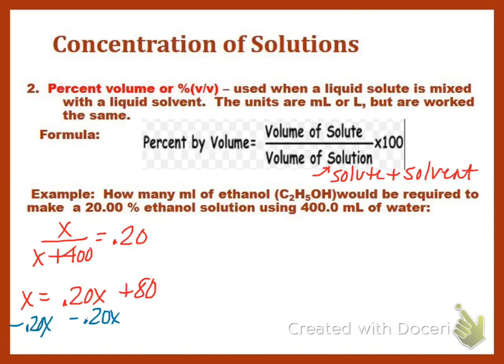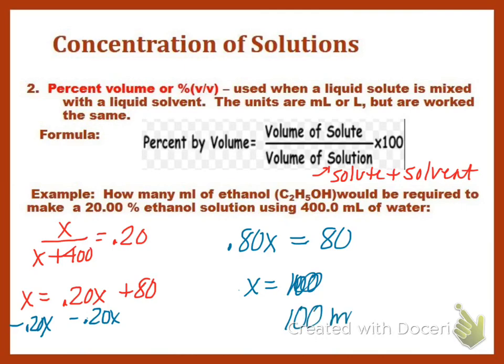So then I have 0.80X is equal to 80. So X is equal to 100 milliliters. So 100 milliliters of ethanol added to 400 milliliters of water would be a 20% solution. And that, my friends, is the end of today's lesson.